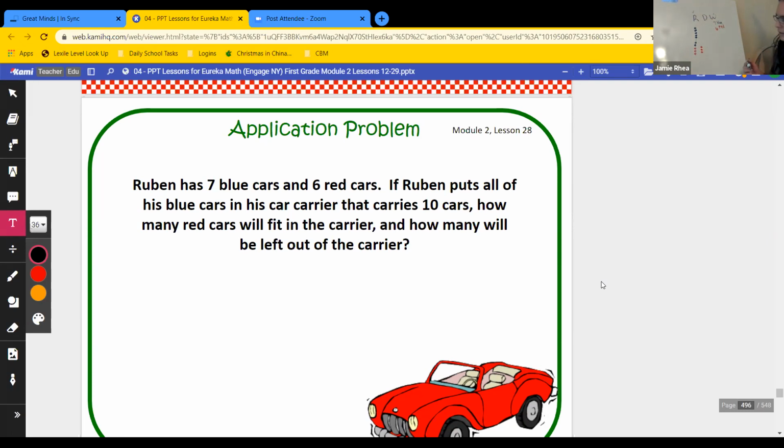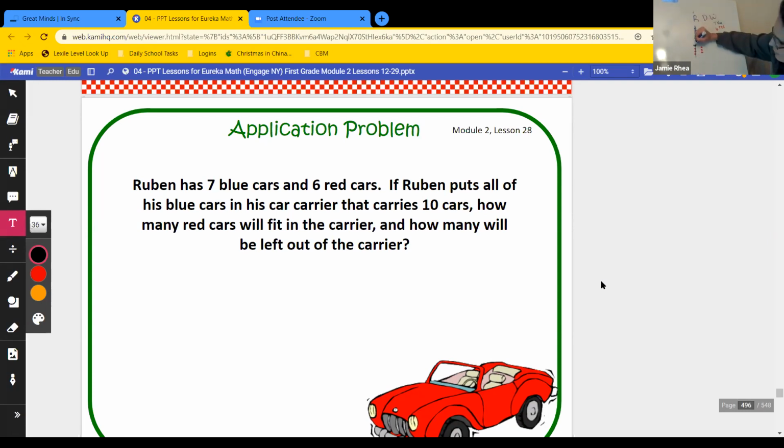You can't see my line at all, can you? Let's try that again. Uh-oh, my marker's not working. Hold on, guys. There we go. Now you can see that this makes a whole row of 10.